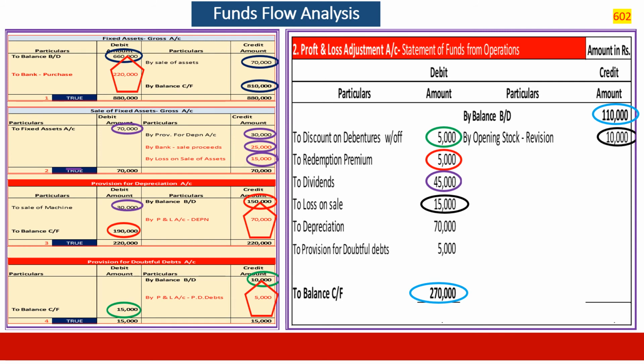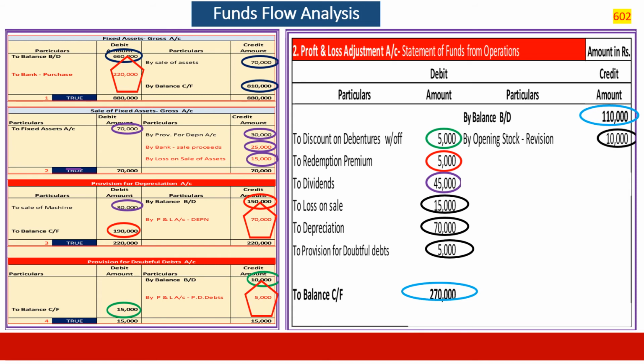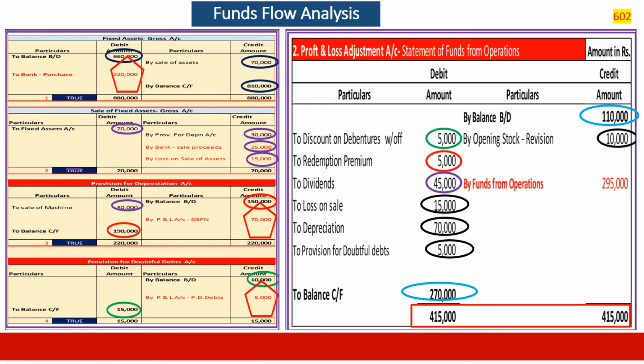And now we go to adjustment account. On loss on sale of fixed assets, we have made 15,000. That will be posted here. We have a depreciation of 70,000, which will be posted here. Provision for doubtful debts, 5,000 will be posted here. Now we have posted everything here. Now the total comes to 4,15,000, and the difference between 4,15,000 and 1,10,000 and 10,000 comes to 2,95,000. That is the funds from operations.